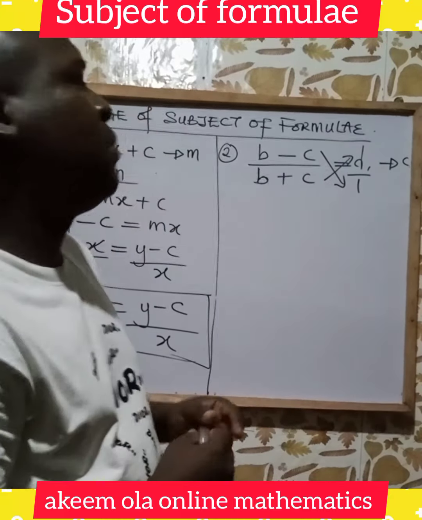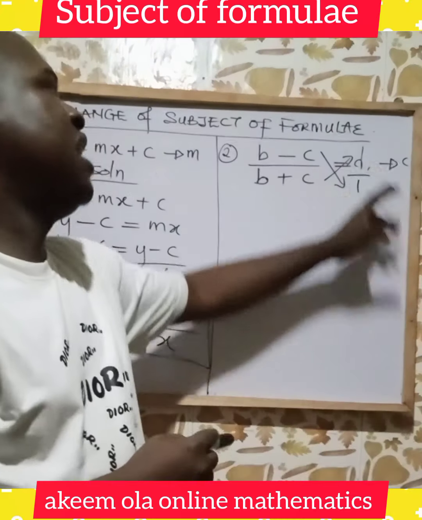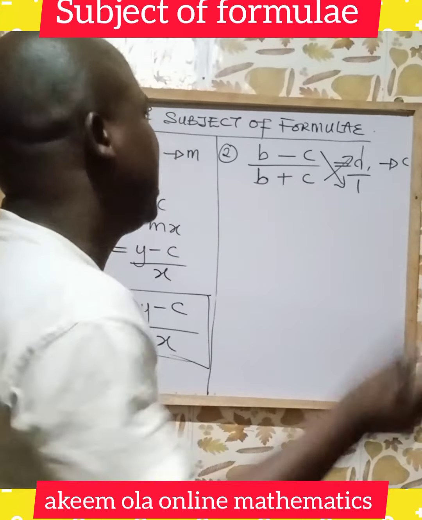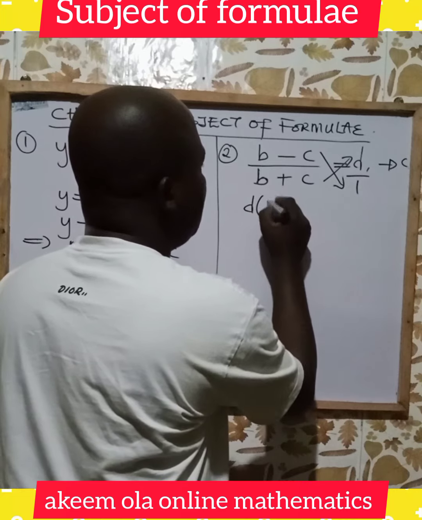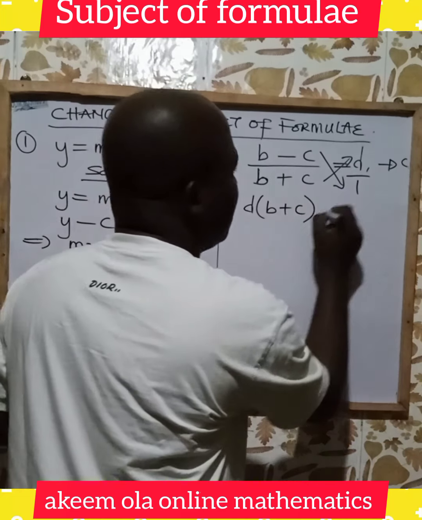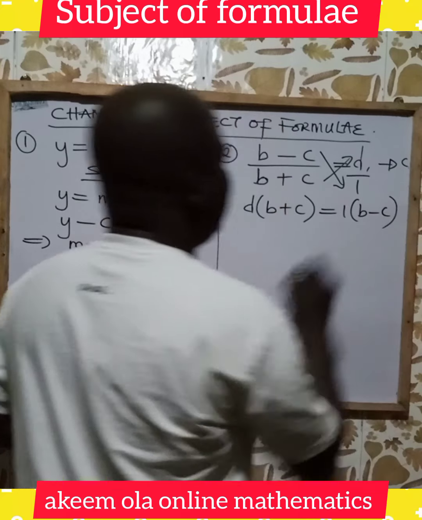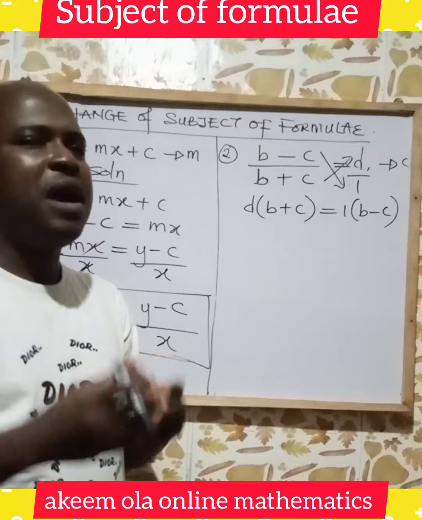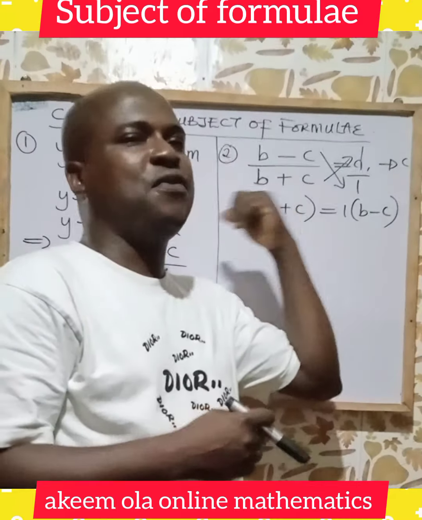So if I cross multiply now, 1 will multiply this b and c, the numerator, while this d will multiply b plus c, the denominator. That means we are now going to have d into b plus c is now equal to 1 into b minus c. So from there, I can now open the bracket by multiplying by the number immediately before the bracket.